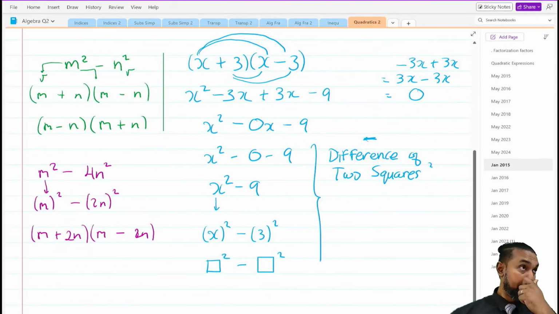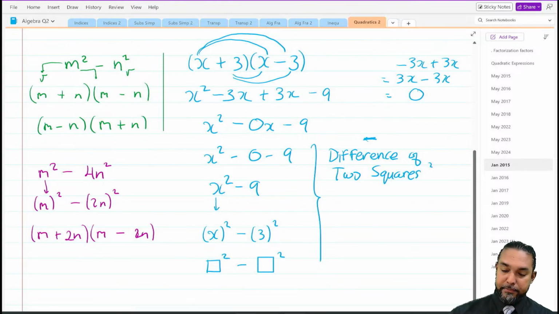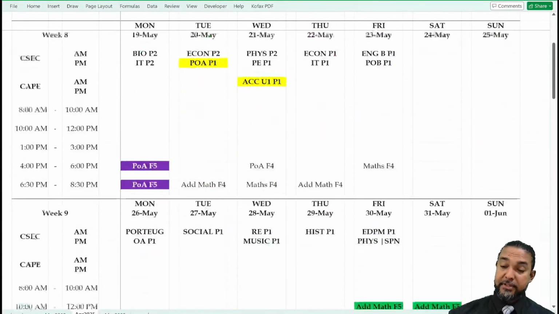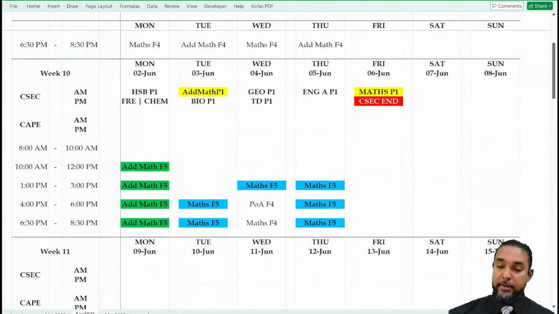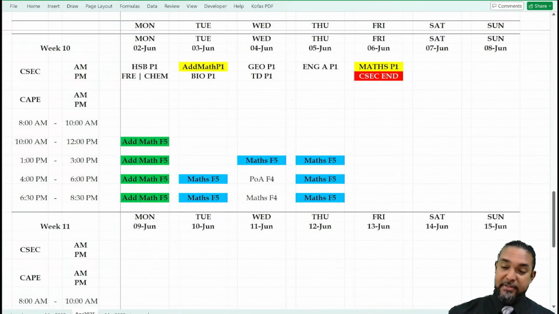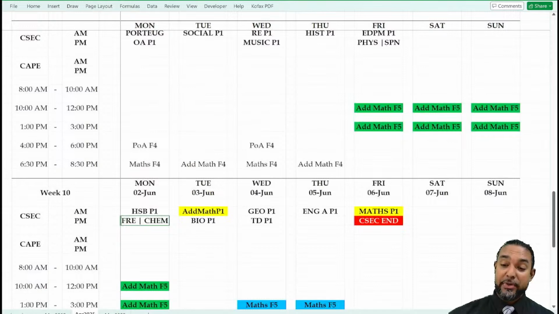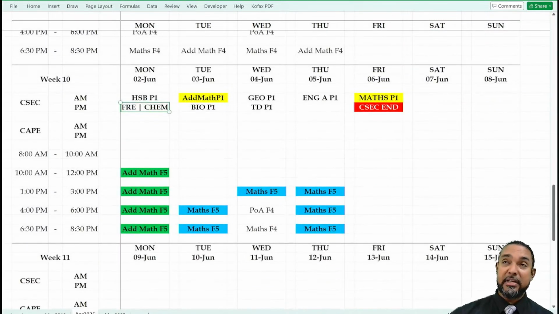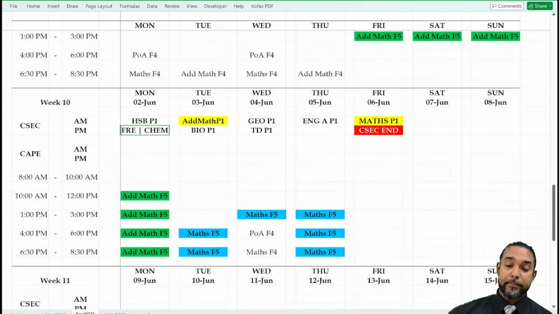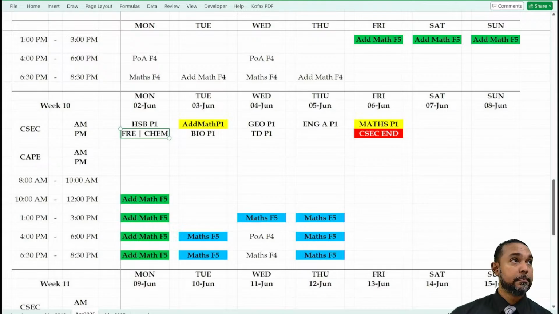Okay, the multiple choice. That multiple choice is the last exam right here. Obviously English A is the day before. It has Geo, TD, Bio and AdMath, HSB, French and Chem. So I could start the weekend before. AdMath is the Tuesday, but Mishka can kind of handle the AdMath unless she can't make it, then I will take it over.